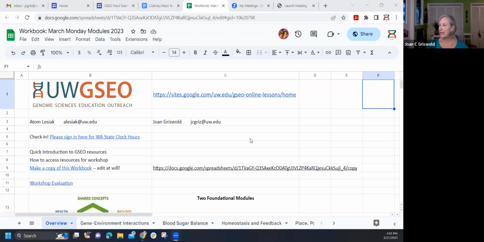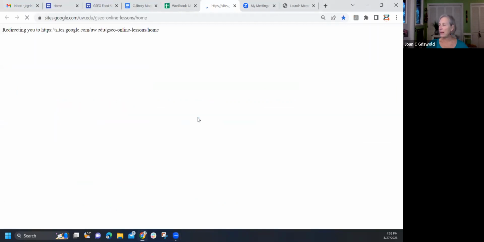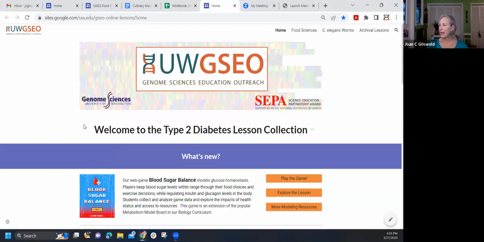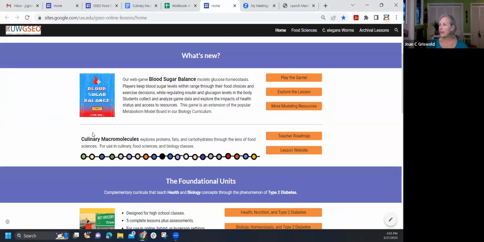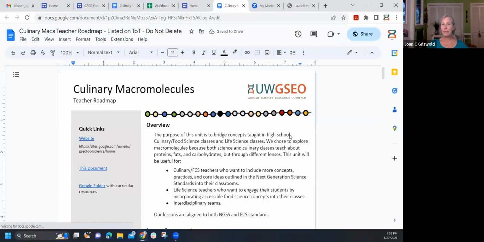and then there will be an evaluation at the end. The easiest way to find this lesson is just to go to our home site. Here it's highlighted because it's new. There are 2 ways to access this. First, I'll show you the teacher roadmap, which has some of the behind the scenes things, but the website really was built for direct student access.